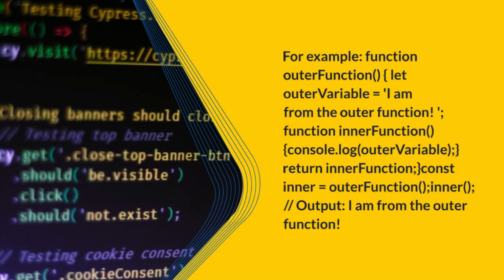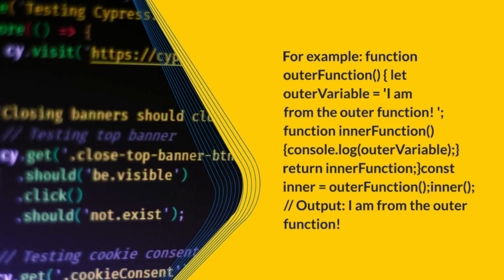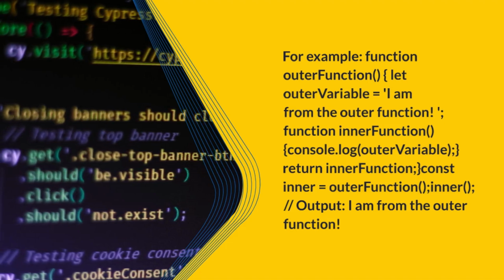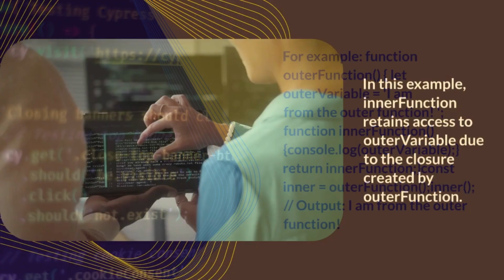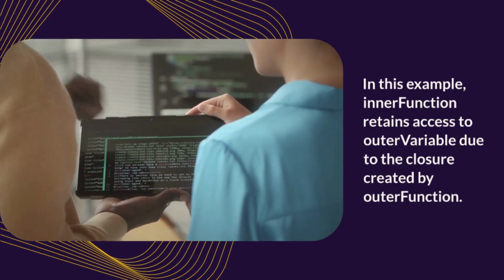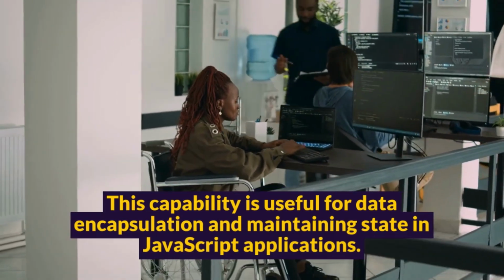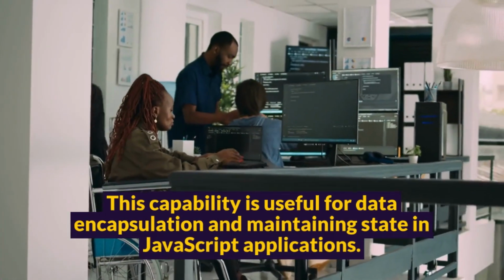function innerFunction, console.log(outerVariable), return innerFunction; const inner = outerFunction(); inner(); output: I am from the outer function. In this example, innerFunction retains access to outerVariable due to the closure created by outerFunction. This capability is useful for data encapsulation and maintaining state in JavaScript applications.